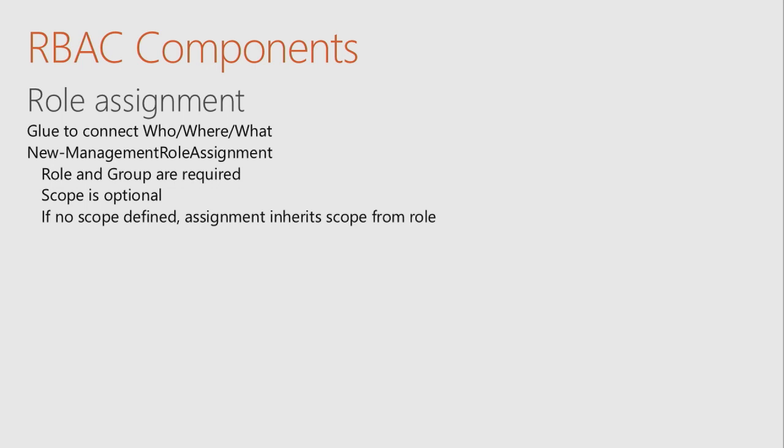Role assignments. So now you have a role, you have a group, right? How does it work when you join them together? When you assign the permissions to the group that you just created, that's the role assignment. As simple as that. You can create the role assignment. You can assign the scope if you want. Or you can just leave the scope out and it would inherit the scope from its parent.